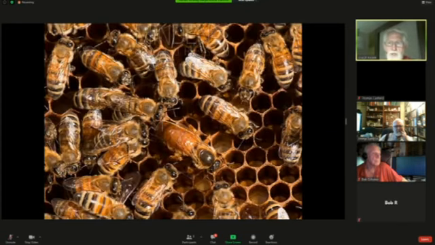If the workers have provided cells that are larger, the size for drones, she will not fertilize the egg as it leaves her egg sac and it will become a male. So the workers decide who's going to be what. They decide if it's going to be a male or a female or a queen, and she just simply lays the egg accordingly, whether to fertilize or not to fertilize.